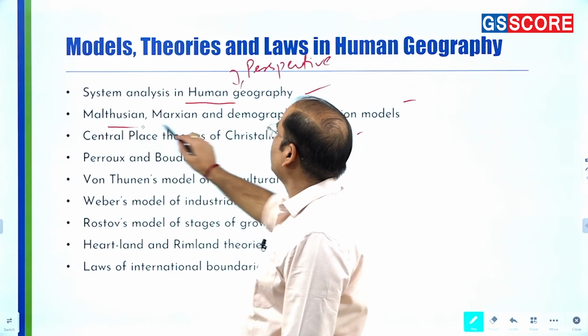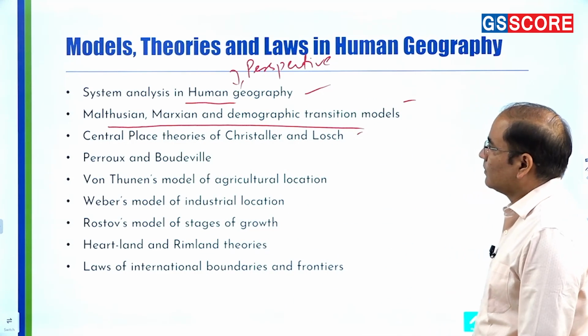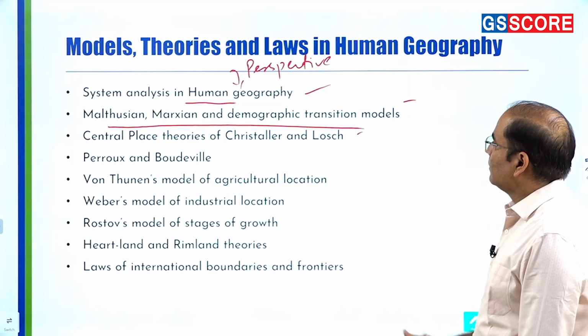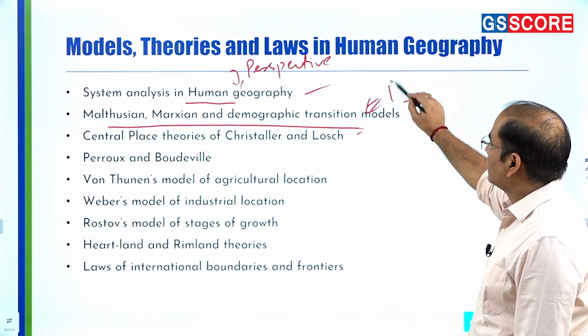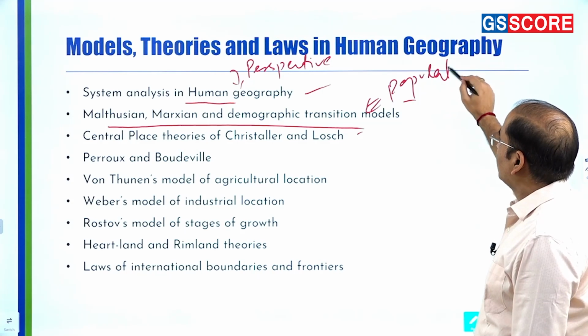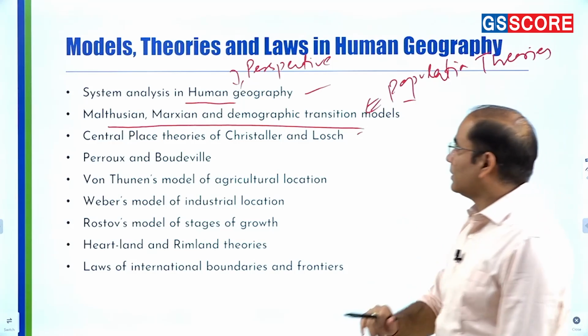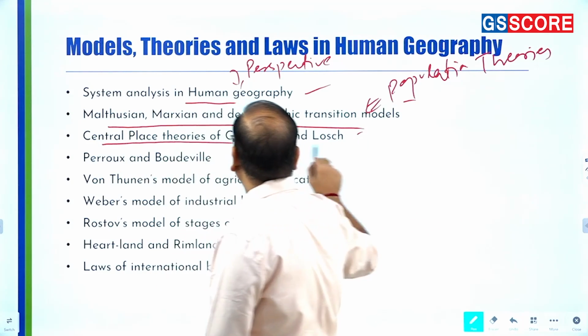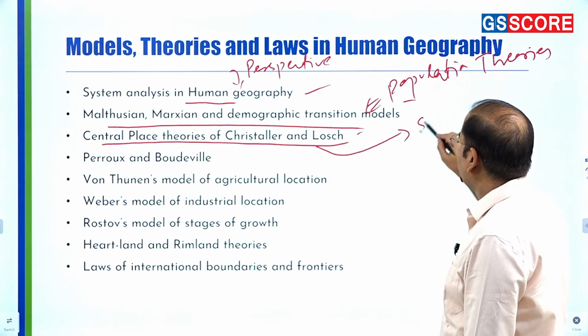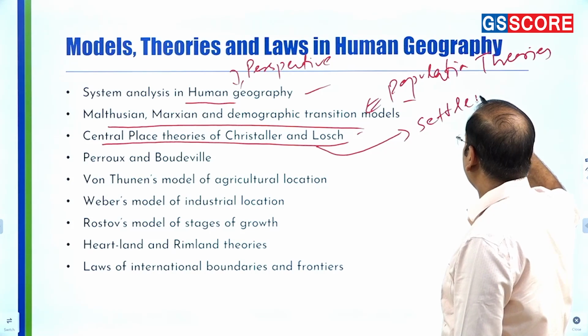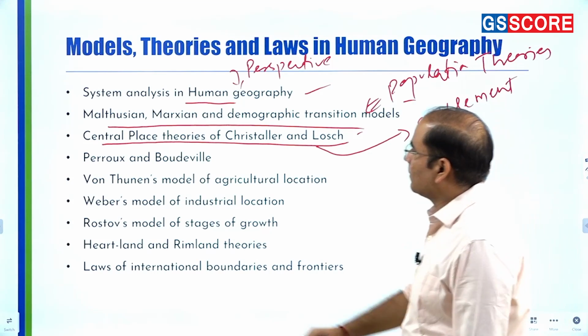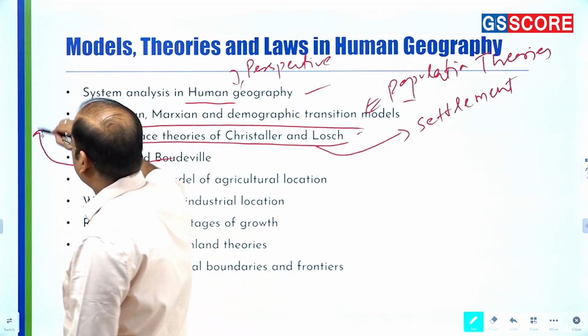Then we have the Malthusian, Marxian and demographic transition models. These are nothing but population theories, which are part of the population chapter. Then central place theory of Christaller and Losch, again a topic from the settlement chapter. Then Perroux and Boudeville, regional planning.